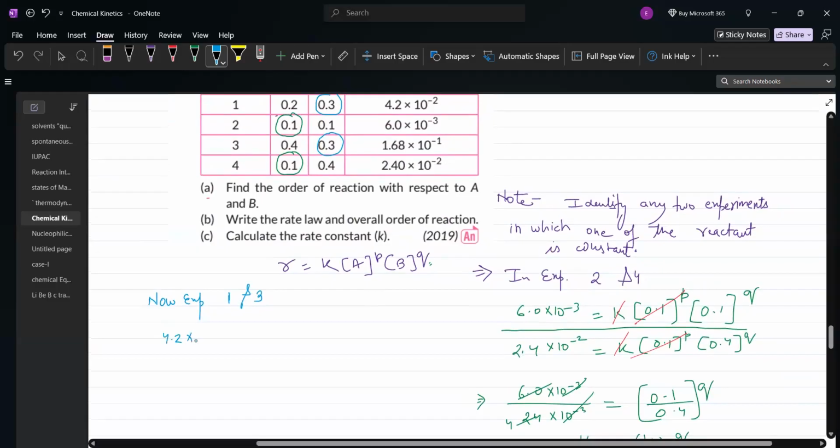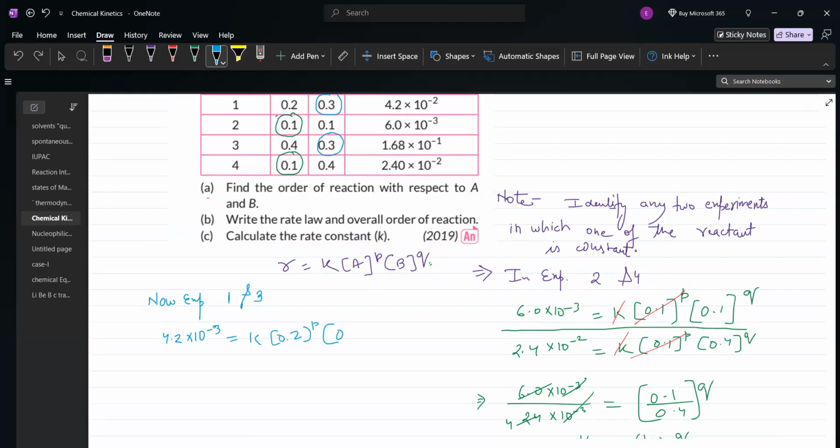4.2 into 10 to the power of minus 3 equals k times A, which is 0.2 to the power p, and B is 0.3. So it's 4.2 into 10 to the power minus 2. Okay, sorry.